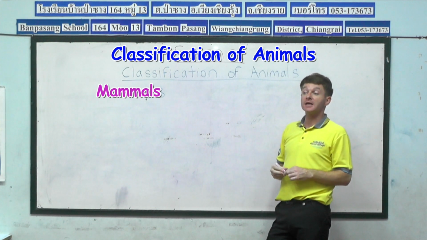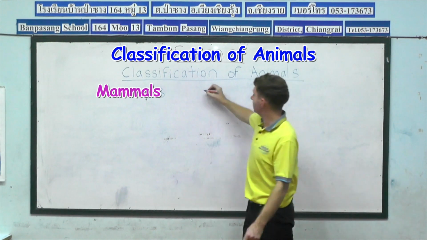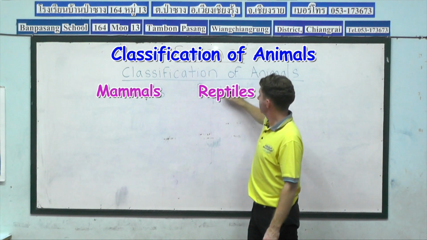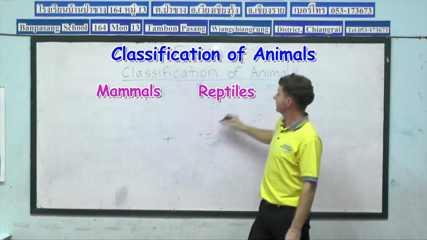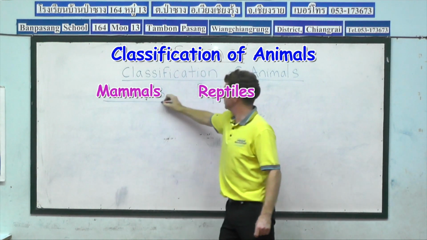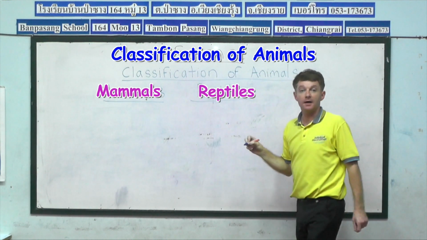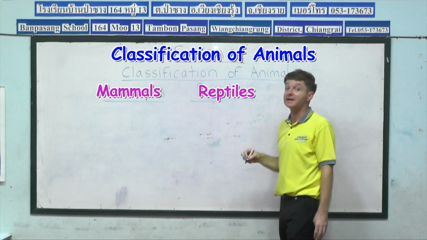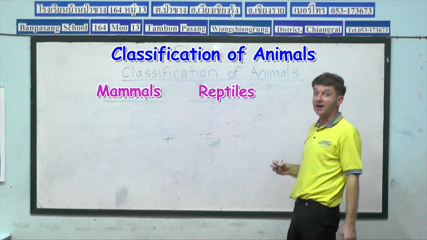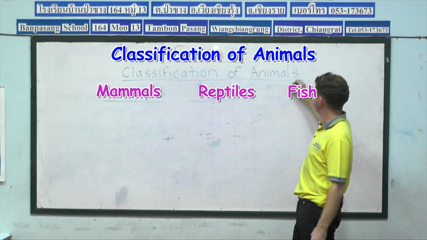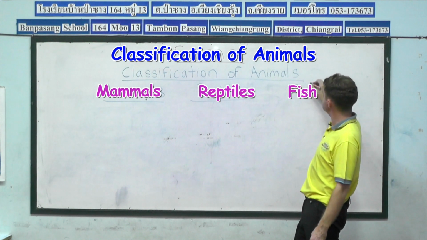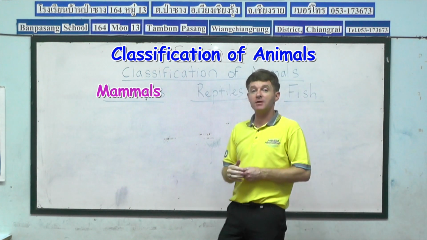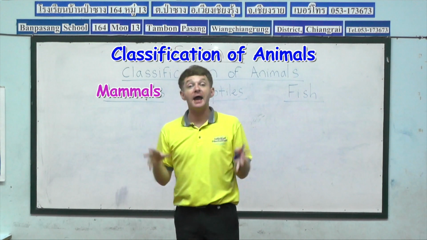Then we had the second group. Not mammals, reptiles. Well done, guys. Well remembered. Excellent. So we've got mammals, reptiles, and our third group, fish. Yes. All of the animals that live in the water, we can classify as fish. F-I-S-H.